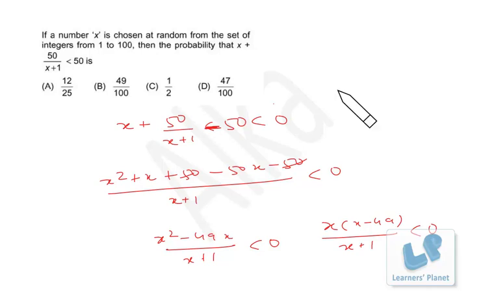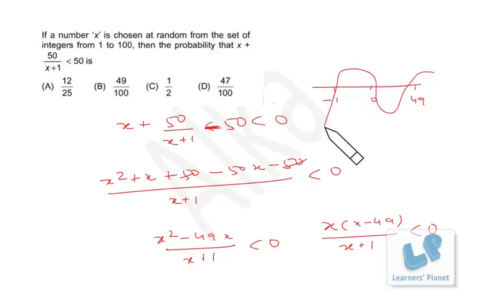So just draw the line now. Here it is minus 1, here it is 0, and here it is 49. Now we want this expression to be less than 0, and since x is positive, because we can have the values of x from 1 to 100 only, right? So this expression is less than 0 from 0 to 49, right? So from 0 to 49, 1 is there, and up to 48, because at 49 it will be 0. So from 1 to 48, favorable values are from 1 to 48. So in all 48 values.